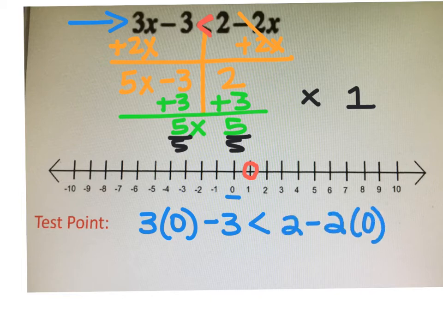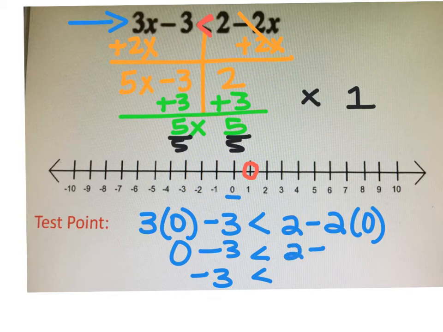I need to actually work that out. Well, 3 times 0 is 0. Minus 3, that's negative 3. I'll just keep my less than. And then 2 minus 2 times 0 is 0. 2 minus 0 is 2. So now I just need to see, is this true? Is negative 3 less than 2? It is, so my test point 0 works, so I'm going to draw my arrow going that way. So all the numbers less than 1 will work.